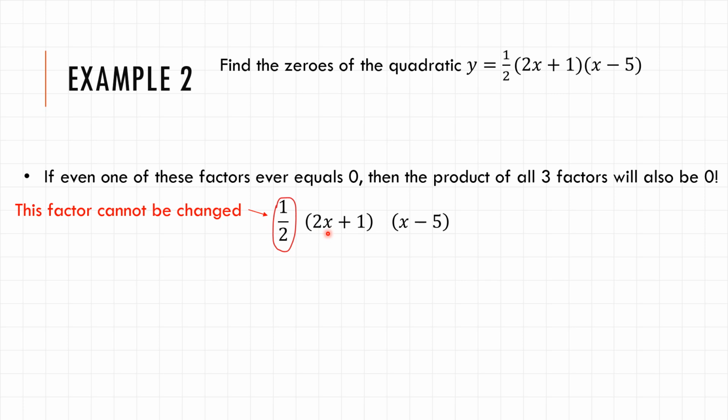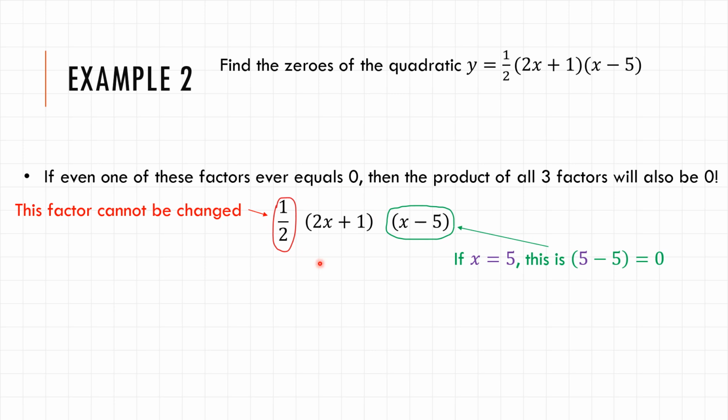What about this one over here? This one's easy to figure out. What number minus 5 gives me 0? It's pretty easy to see that. It's 5. 5 minus 5 would give me 0. So in this case, x could be 5. That would make this factor 0, and 0 times anything is 0.